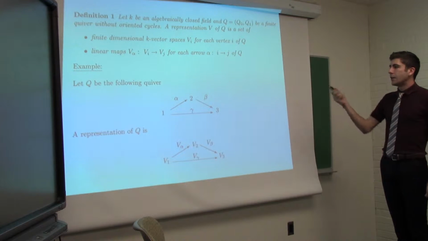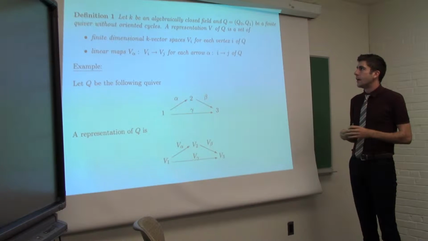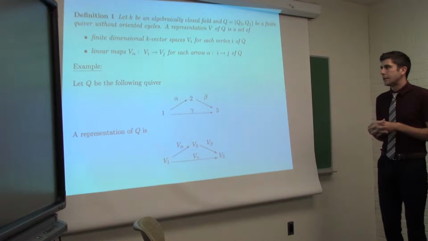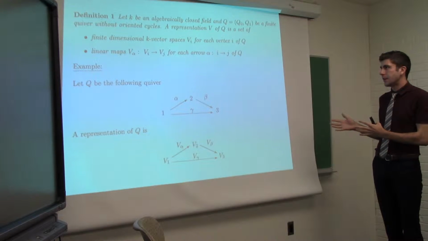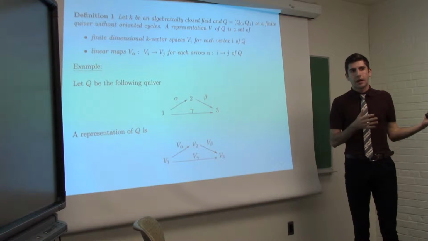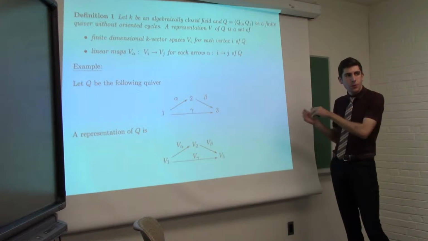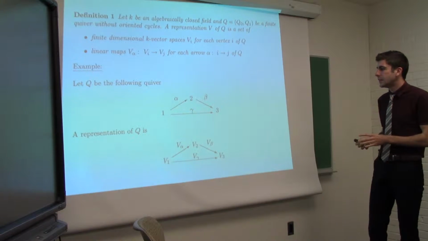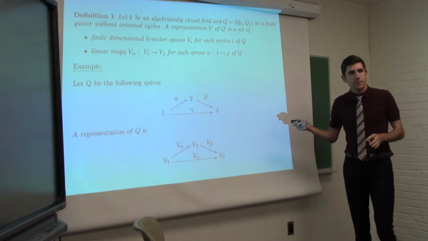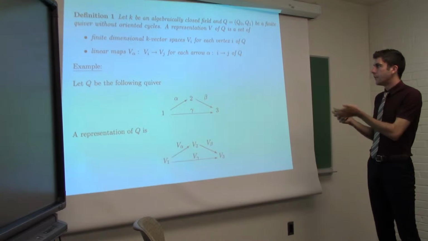If we have a quiver, which is this upper diagram, then a representation V of that quiver is a finite dimensional k vector space for each vertex. If you remember in our diagram, we had R3, R6, R4. Those vector spaces are your vertices, and then we have linear maps from vertex to vertex. That establishes a representation of the quiver.